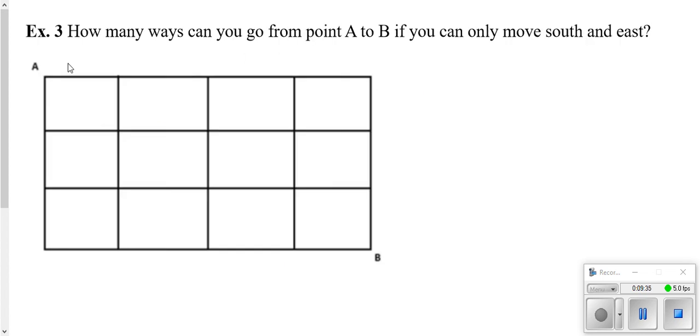This next one is also very similar to pathways, but this one has a restriction on it. It says how many ways can you go from point A to B, B is in this corner by the way, if you can only move south and east. And it doesn't have to be south immediately, you can go to the east first and then south. So it's a combination of south and east movements only allowed.